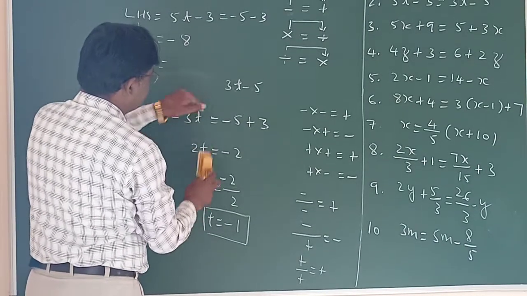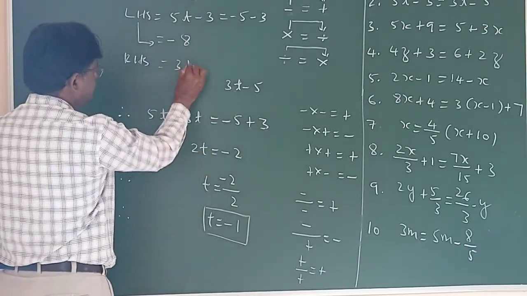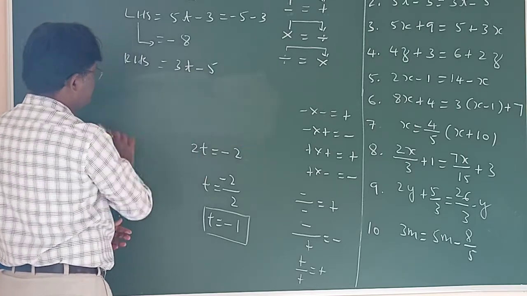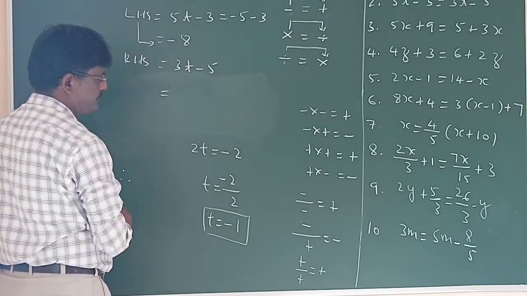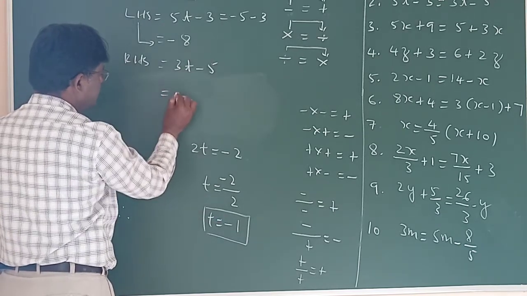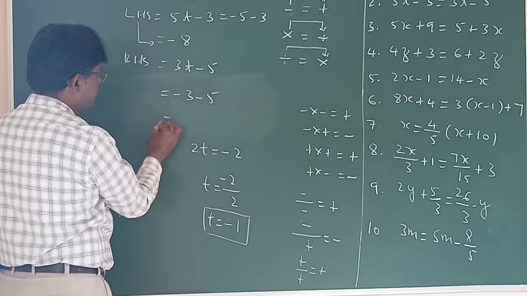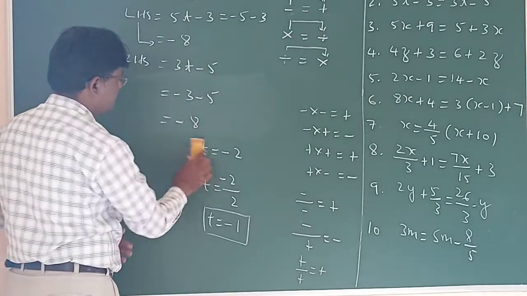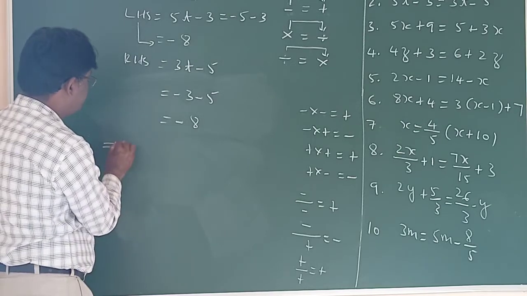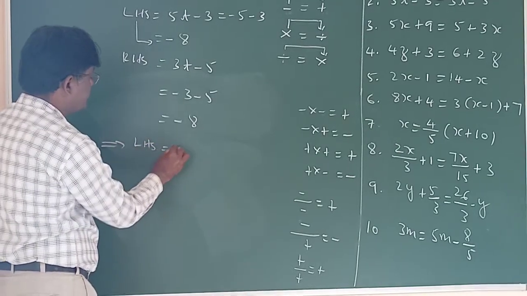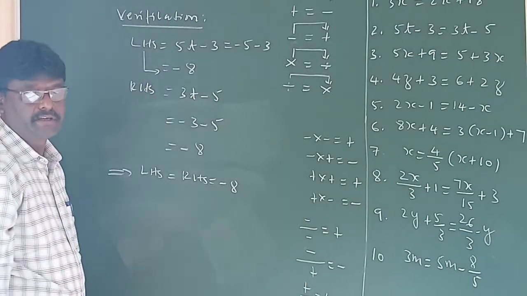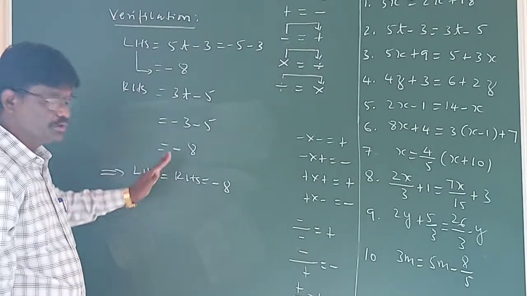We have here 3t minus 5. We shall go for substitution, t is minus 1. 3 into minus 1, minus 3, minus 5 equal to minus 8. Just you see, LHS is equal to RHS. So this implies LHS is equal to RHS is equal to minus 8. This indicates our solution is correct.